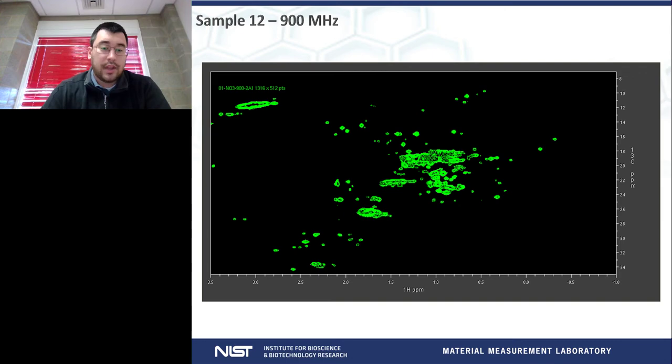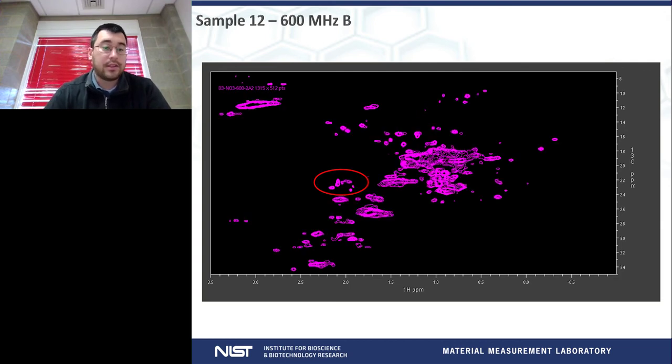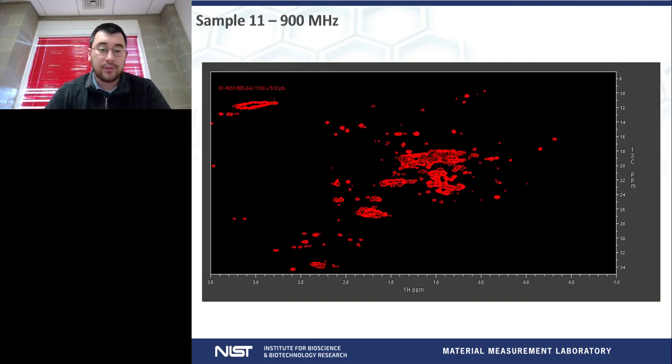So sample 12, which is a blended sample. This is the spectra of the sample taken at 900 megahertz. And I will point out that the 900 megahertz spectrometer data is actually some of the very first data that was collected. If we look at it compared to the 600 megahertz spectrometer data, you will see that there are some significant discrepancies with the data.